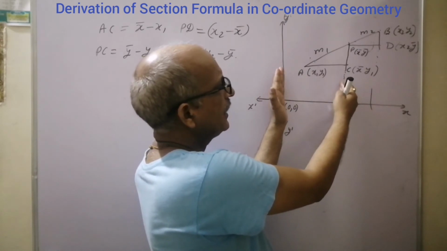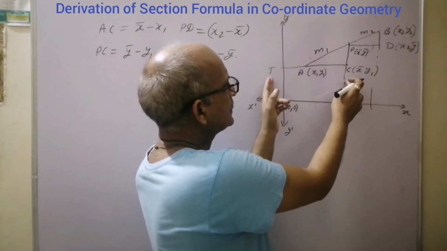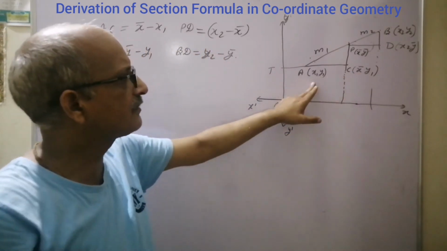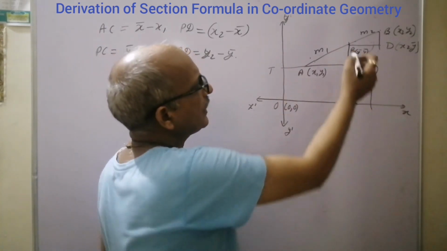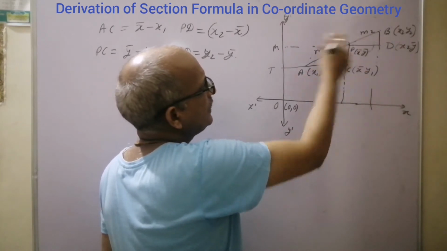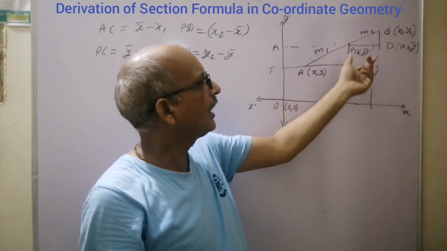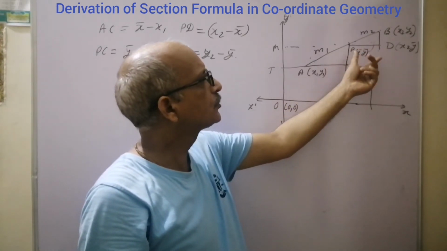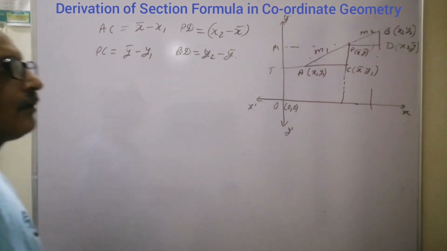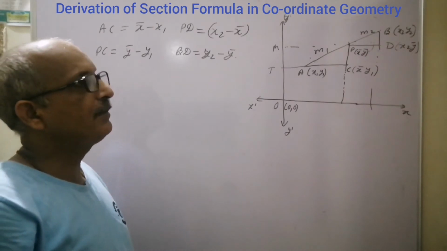Actually this distance is perpendicular distance from here. If we take, say, a point t, then CT minus AT will give you AC. So AC is x bar minus x1. And in the same way, if we move here to a point, say M, then DM minus PM will give you PD. So PD will be x2 minus x bar. That's all for it. Similarly for y coordinates also. Now distance PA is m1 and distance PB is m2.